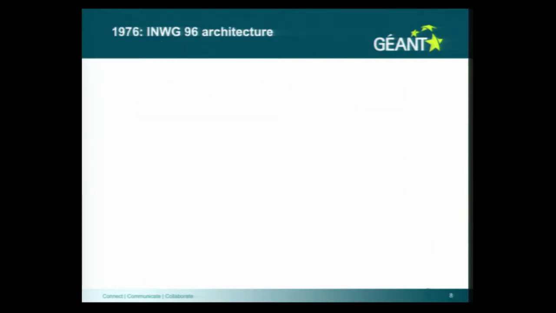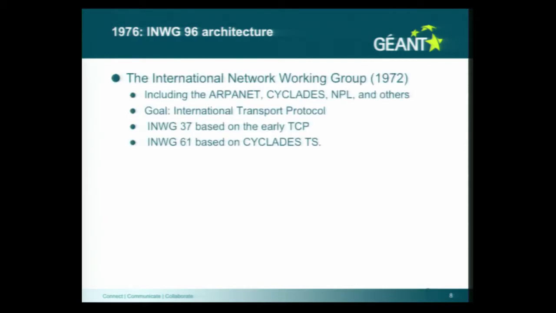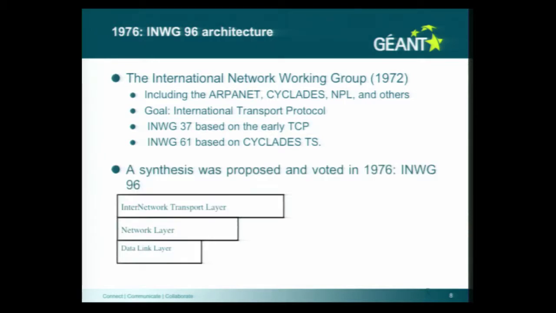And in '76, they saw that they needed to devise something to build all these ARPANET-based networks together, and they had something called INWG 96. It was the International Network Working Group. So there were people from ARPANET, people from Cyclades, people from the National Physics Laboratory in London, and some others, and their goal was to design an international transport protocol. They came up with 2 different solutions. One was based on early TCP, called INWG 37, and one based on Cyclades in France, called INWG 61. So they voted on a synthesis based on these two network architectures, and this was what they came up with.